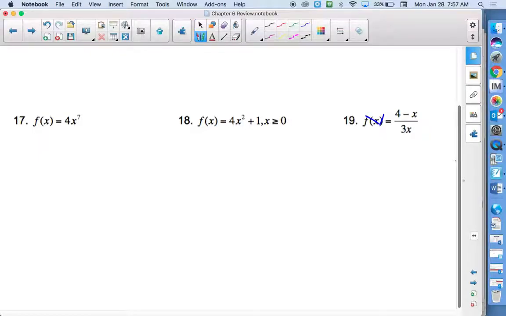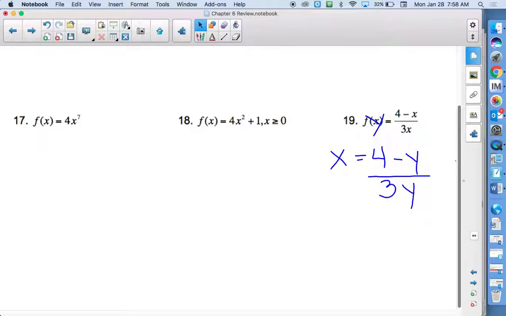So the first step would be to switch x and y. If you're finding an inverse, our goal is to flip-flop x and y. So this becomes x equals (4 minus y) divided by 3 times y. There are two x's, so that means you have to have two y's in the problem. So the first direction is to switch x and y. If there are multiple y's, you have to make sure you're flipping both of them.